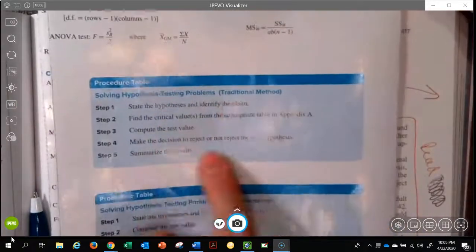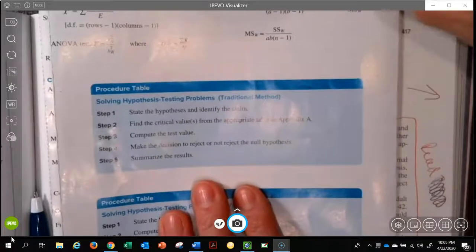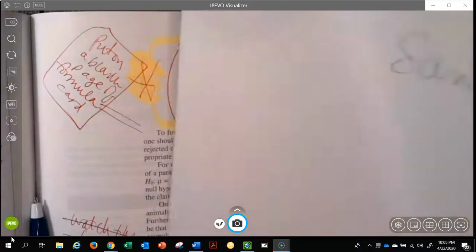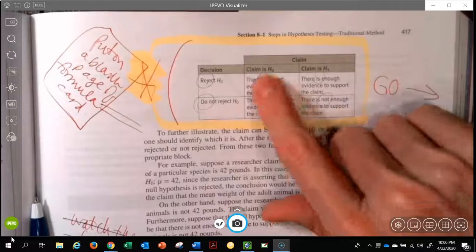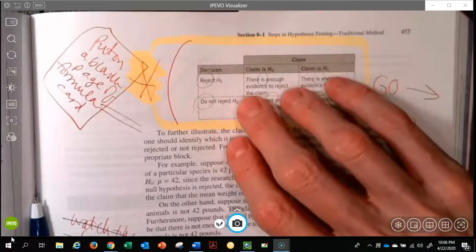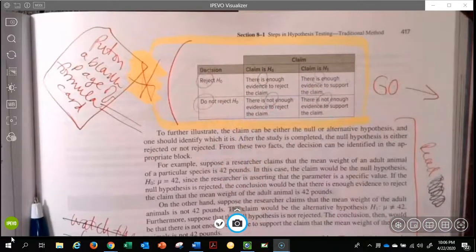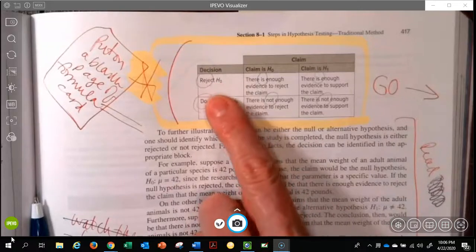You may want to put it very close to your procedure table. You may not. You may want to put it on one of the blank parts of your formula card. But this table, again, no play on words, it is critical. It's going to get pretty involved with what we're doing. Like, do we reject? Do we not reject?